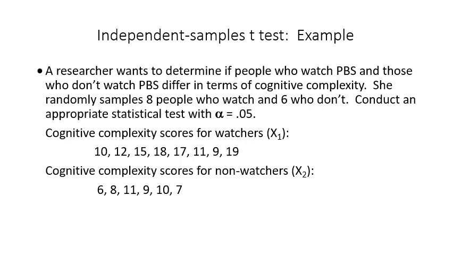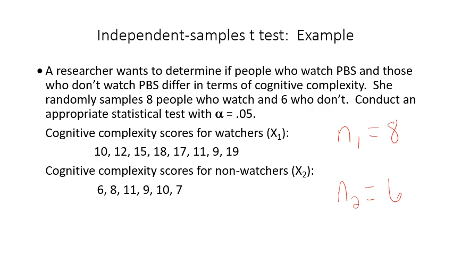But this, I would expect you to know. It's definitely in the homework and it could be on the exam for independent samples t-test. So we have a researcher who wants to determine if people who watch PBS and those who don't watch PBS differ in terms of cognitive complexity. Randomly samples 8 people who watch and 6 who don't and conducts an appropriate statistical test. So some things we can determine here: N1 equals 8, N2 equals 6.